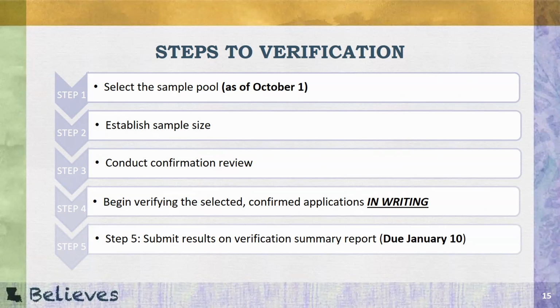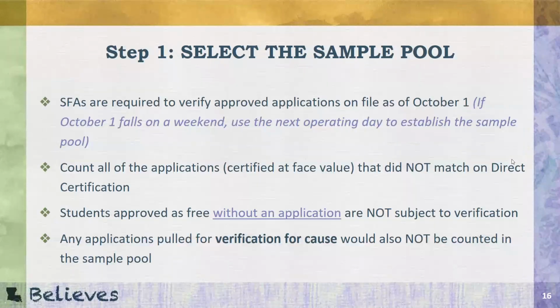Now we will look a little more in detail into each one of these steps. Step 1, the sample pool uses the total number of approved applications on file as of October 1st. Note, if October 1st falls on a weekend, use the next operating day of the current school year. The sample pool depends on the number of approved applications, including paper and electronic applications.